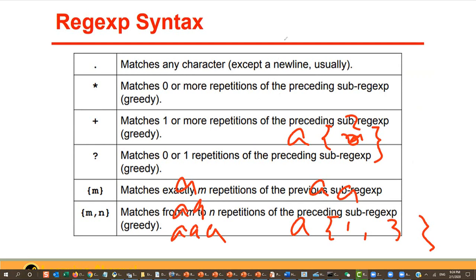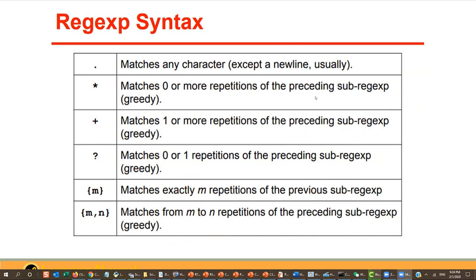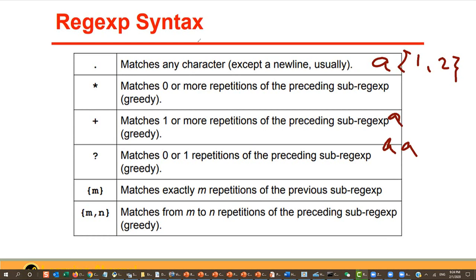Is that okay? This is regular expression syntax. Any questions? What is M and N? Is that a number? Repetition, yes, a number: 1, 2, 3. It describes a pattern. Say I have A, and I write A with 1, 2. That means it can be A or AA. Okay, so that is the pattern.